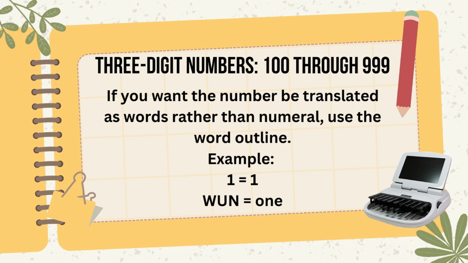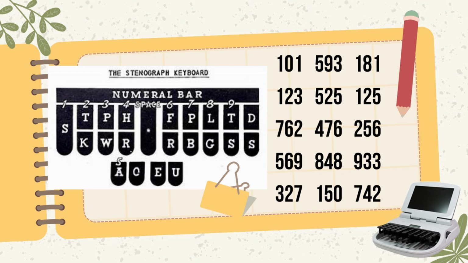Now, if you want the number to be translated as words rather than numerals, we use the word outline. So for example, the digit 1, if we want it written as a word, we have another outline for that: initial W, vowel U, and final N. That's for the word one, spelled out O-N-E. Now we can see examples on the next slide.